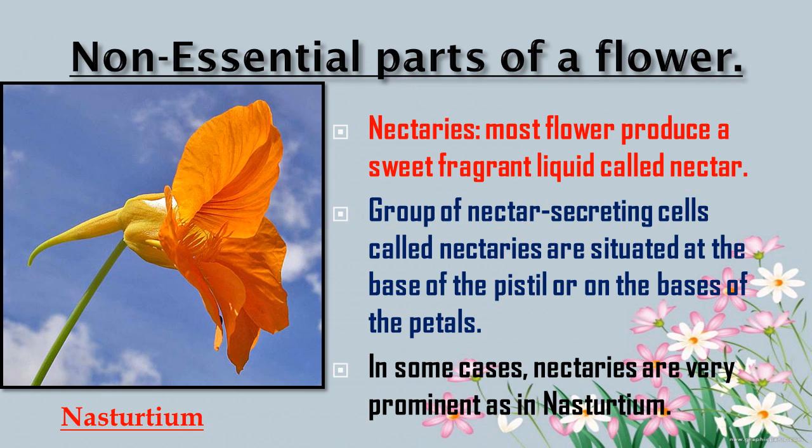Now here the cross pollination happens between two different flowers. Pollination is of two types, self pollination and cross pollination. In self pollination, the transfer of pollen from the anther to the stigma takes place within the same flower, but in cross pollination, the transfer of pollen grains to the stigma takes place between different flowers or different plants.